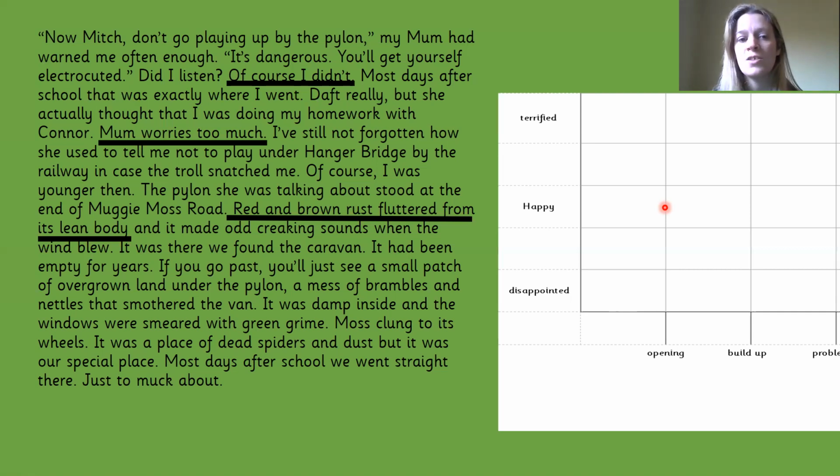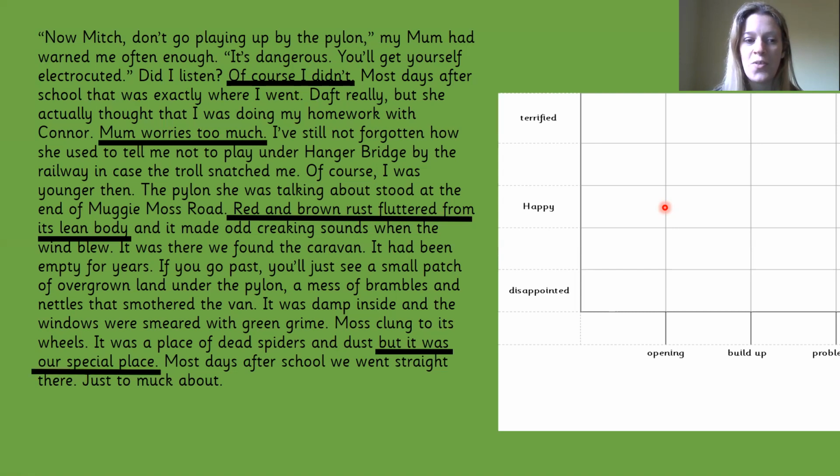And it made odd creaking sounds when the wind blew. It was there we found the caravan. It had been empty for years. If you go past, you'll just see a small patch of overgrown land under the pylon, a mess of brambles and nettles that smothered the van. It was damp inside, and the windows were smeared with green grime. Moss clung to the wheels. It was a place of dead spiders and dust, but it was our special place.